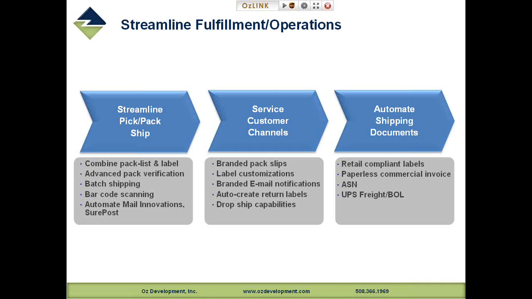But things like streamlining pick, pack, ship, we have a lot of customers who maybe they're moving things from the front office to the back office, into the warehouse. They want to produce a single pick ticket with the UPS shipping label on it. So you don't have multiple pieces of paper. You don't have things stapled together. It just improves the accuracy of getting the right shipment out to the right customer.